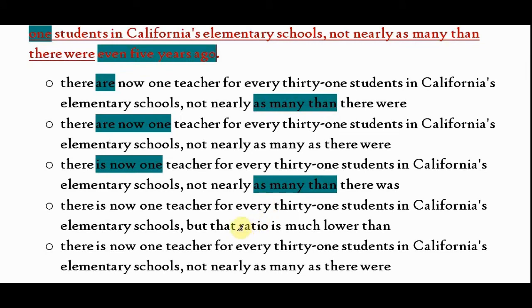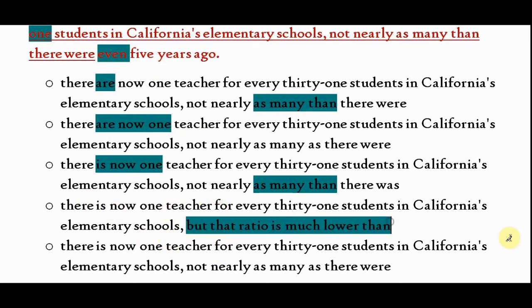Why incorrect comparison? Because here ratio is lower than 5 years ago. It should be ratio is lower than it was 5 years ago. So we are not comparing time versus ratio. We are comparing ratio of present and ratio of past. Alright, so option D out because of incorrect comparison.